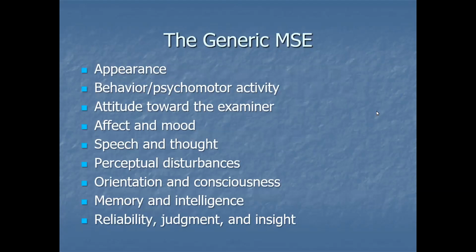All right. So now, what is part of the mental status examination? Just to think about this for a second, it's going to include things like appearance, behavior, or psychomotor activity, the attitude towards the examiner, affect and mood, speech and thought, perceptual disturbances, orientation and consciousness, memory and intelligence, and finally, reliability, judgment, and insight.